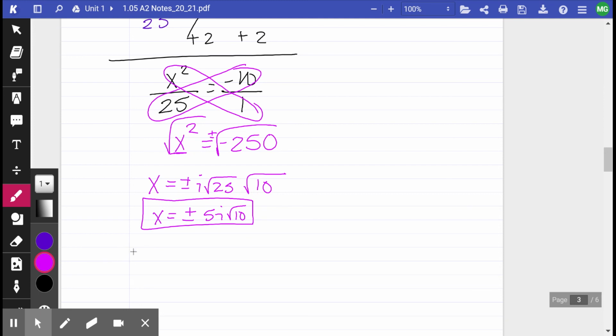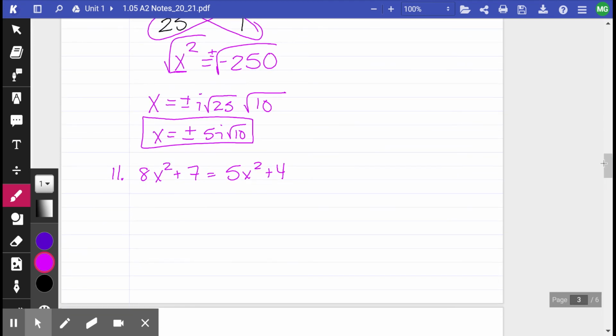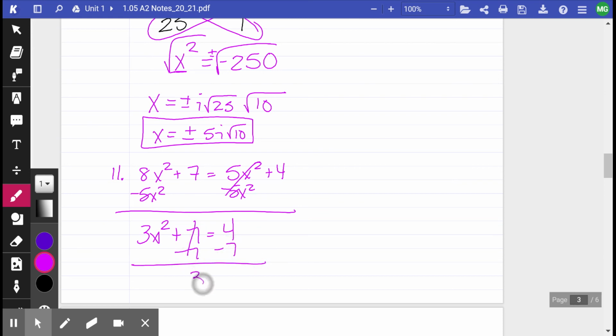Okay, and the last one we're going to do today is 8x squared plus 7 equals 5x squared plus 4. So this would be a good one to try on your own. The only part that's different here is that you need to start off by combining your like terms. So combine your like terms and then isolate your x squared and solve. All right, so you're subtracting your 5x squared. So we get 3x squared plus 7 equals 4. Subtract your 7. 3x squared equals negative 3.